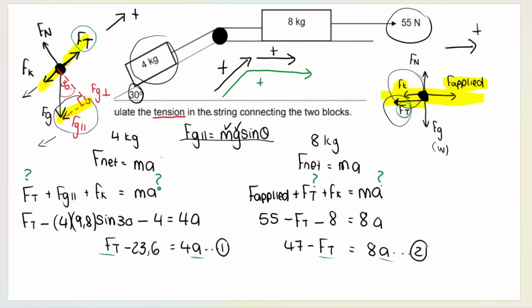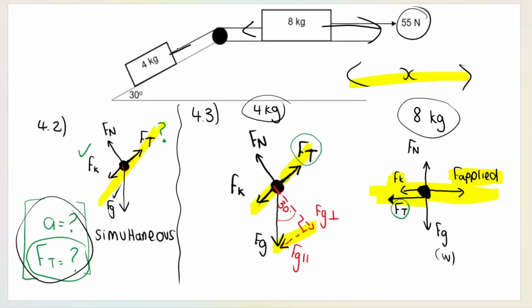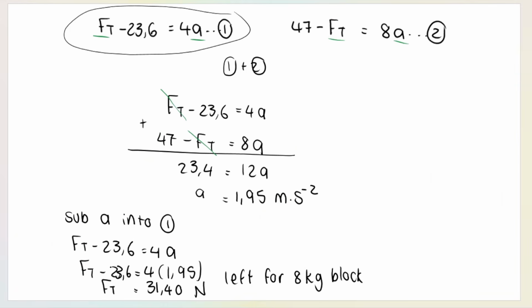Just be careful. They want tension in the string connecting the block, so you should give a direction. You should say to the left for the 8 kilogram block, because the tension, remember, acts to the left for the 8 kilogram block, and it acts up the slope for the 4 kilogram block. So because they just want tension, they didn't say magnitude, you need to give direction. So using elimination, that's one of the ways in order to solve the simultaneous equation.